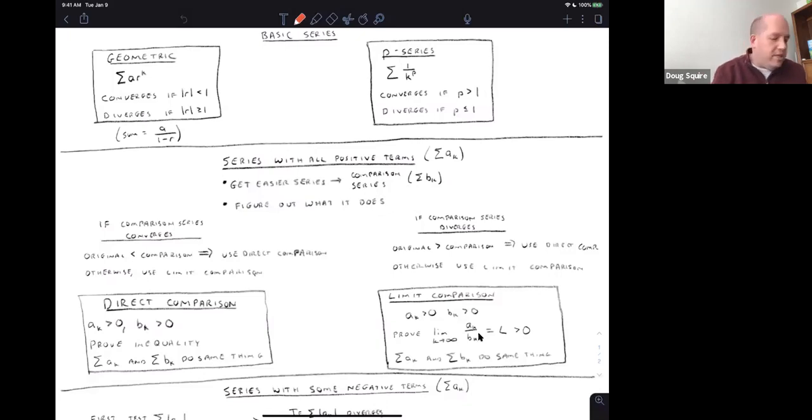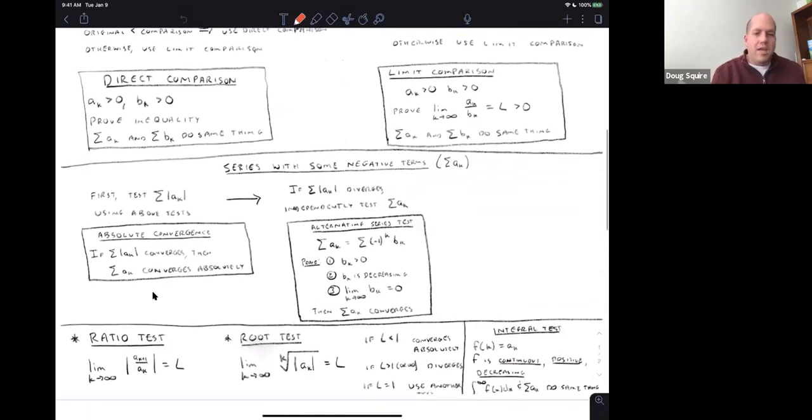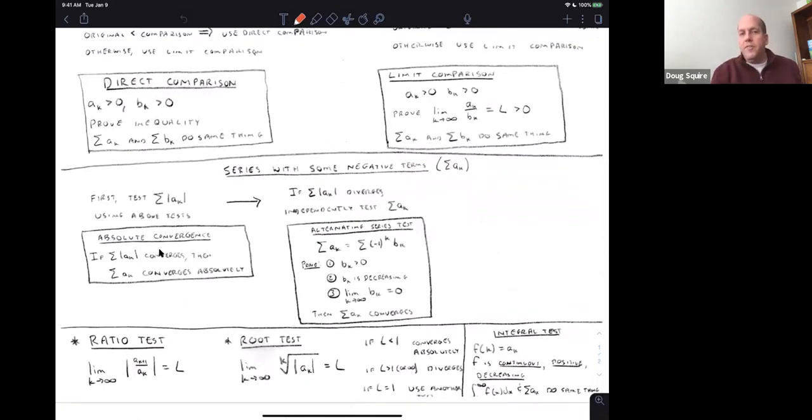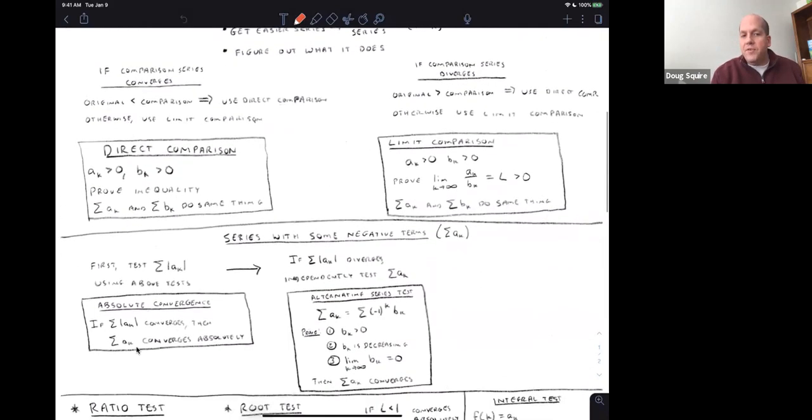Now we're looking at a series with some negative terms, mostly alternating series. So first, you test the absolute value using the above test. Like if you go to those 3 parts, the middle part is you go to the absolute value, which is now one of these up here. If the absolute value converges, then the original converges. If the absolute value diverges, then you use the alternating series test.